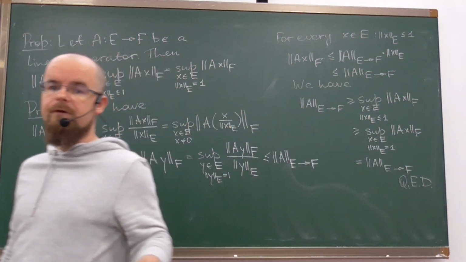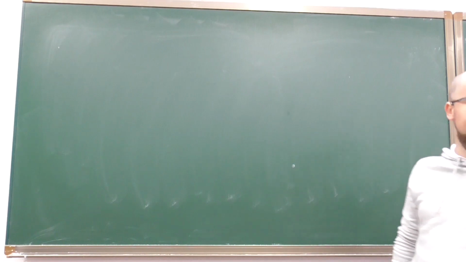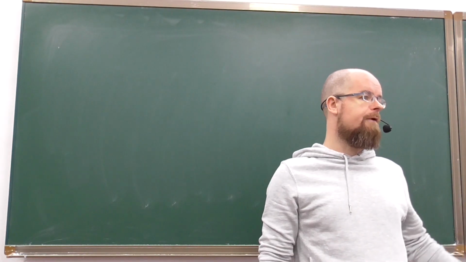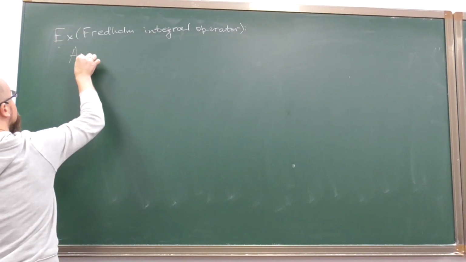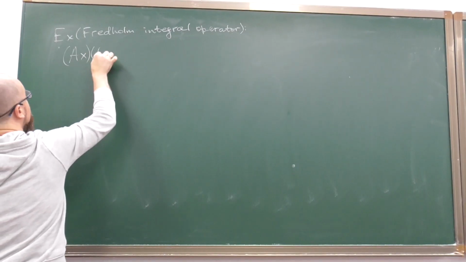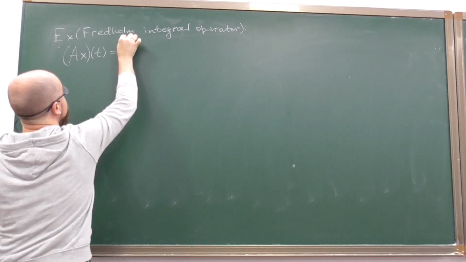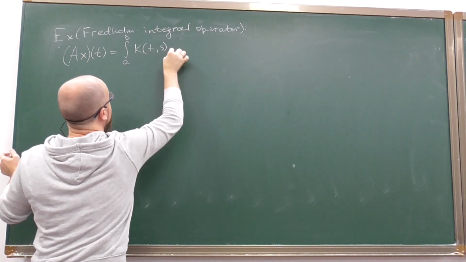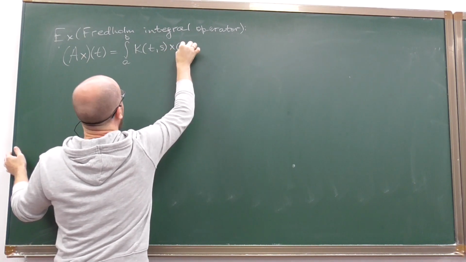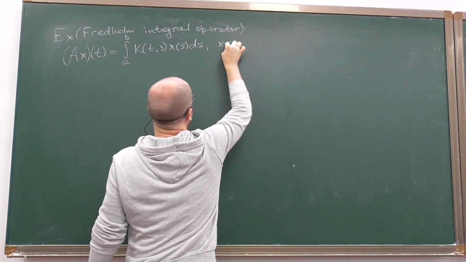Let us now consider a couple of examples of linear operators. Our first example is the Fredholm integral operator. Consider an operator A of x that will be a function of t, as an integral from a to b, for every continuous function x.